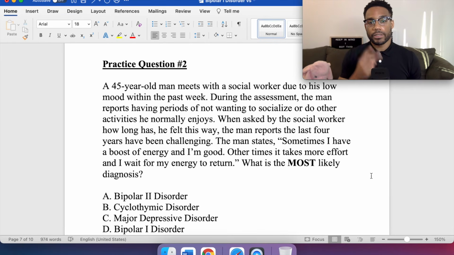Now let's look at practice question number 2. A 45-year-old man meets with a social worker due to his low mood within the past week. During the assessment, the man reports having periods of not wanting to socialize or do other activities he normally enjoys. When asked by the social worker how long he has felt this way, the man reports the last 4 years have been challenging. The man states, "Sometimes I have a boost of energy and I'm good. Other times it takes more effort and I wait for my energy to return. What is the most likely diagnosis?"